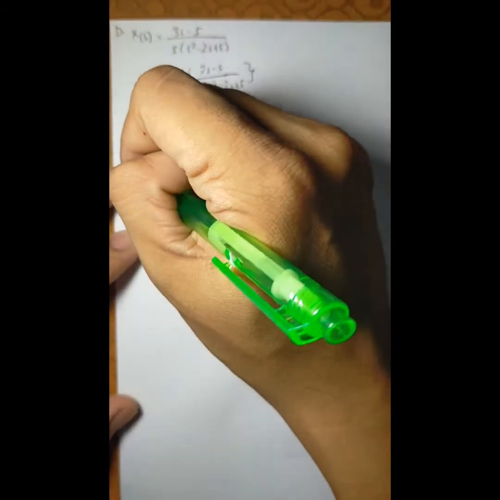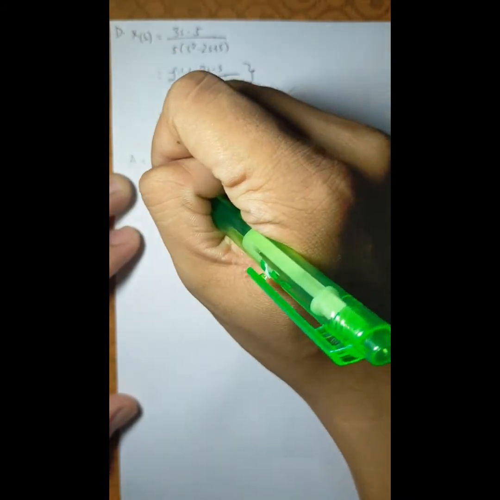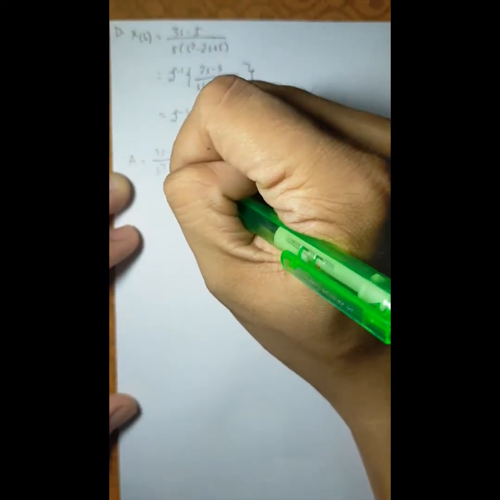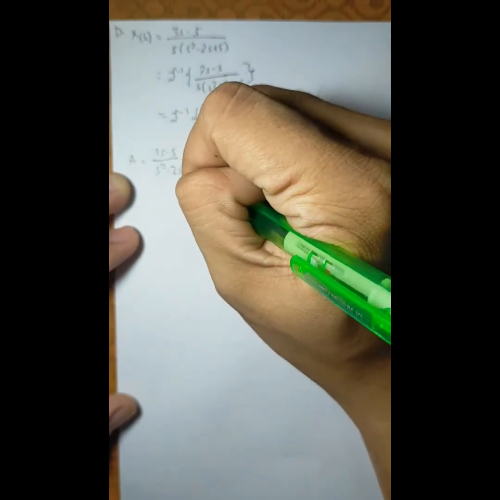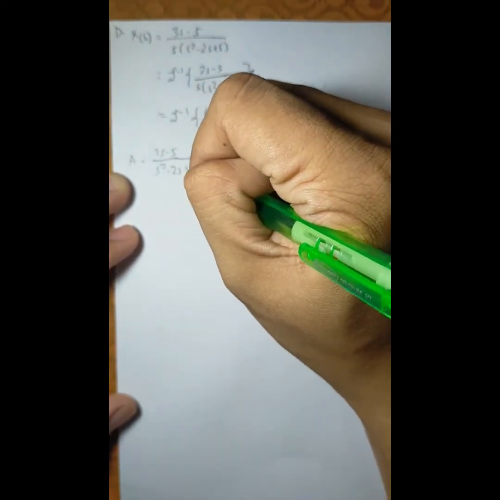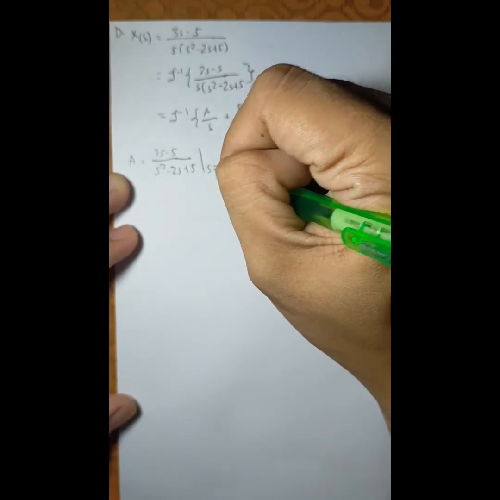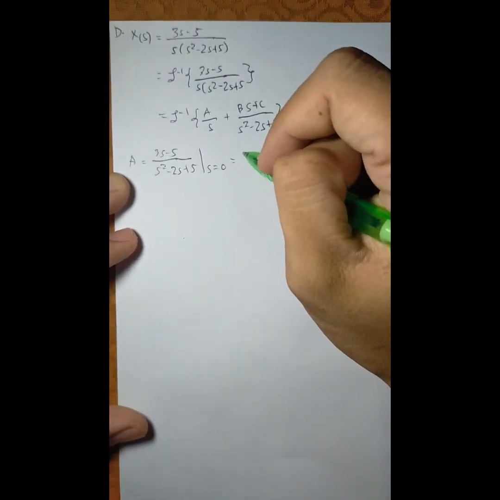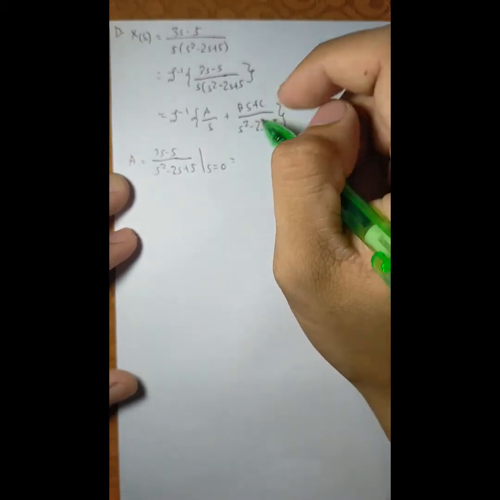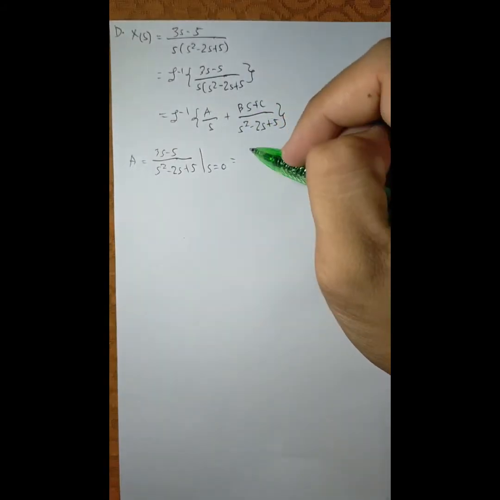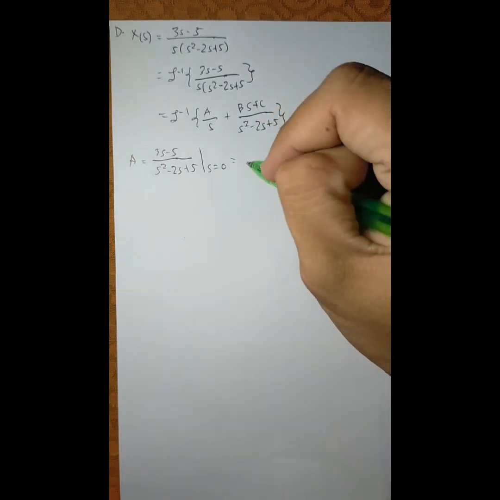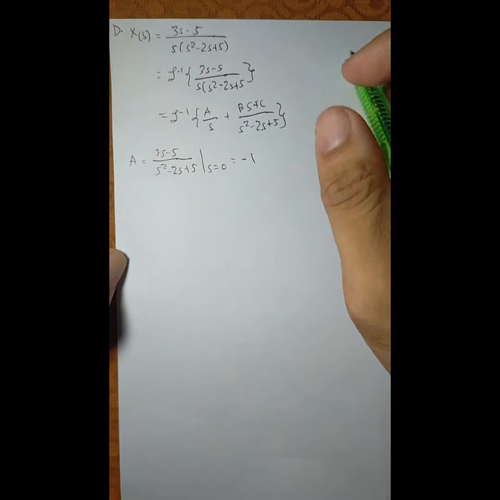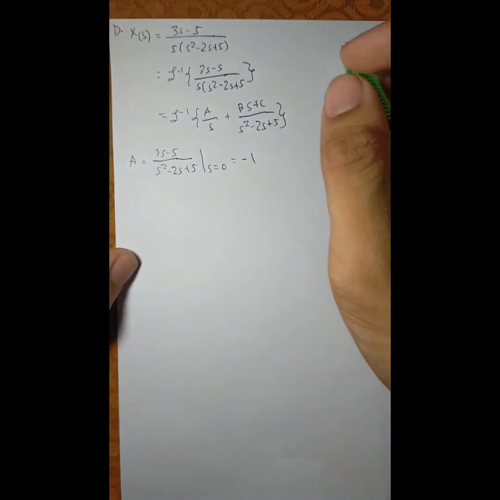To solve for A, we use the cover-up method, where A is equal to 3s minus 5 all over s squared minus 2s plus 5, and the value of s is equal to 0. Sorry. Substituting that, this is equal to negative 1. And to solve for B and C, we will use the coefficient method.